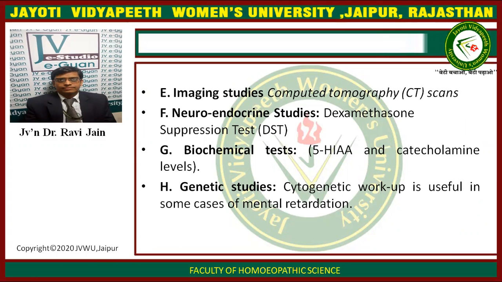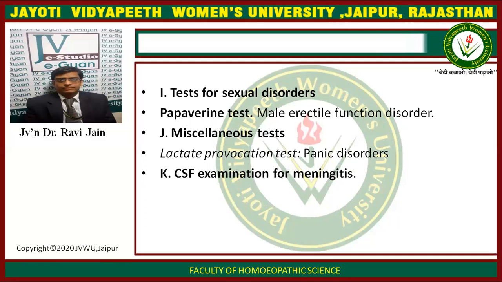Various imaging studies like CT scans can be done. Neuroendocrine studies include the dexamethasone suppression test, that is DST. Biochemical tests like 5-HIAA and catecholamine levels can be checked. Various genetic studies can be done for cytogenetic workup, which is useful in some cases of mental retardation. So we have electrophysiological tests, imaging studies, neuroendocrine studies, biochemical tests, and genetic studies.